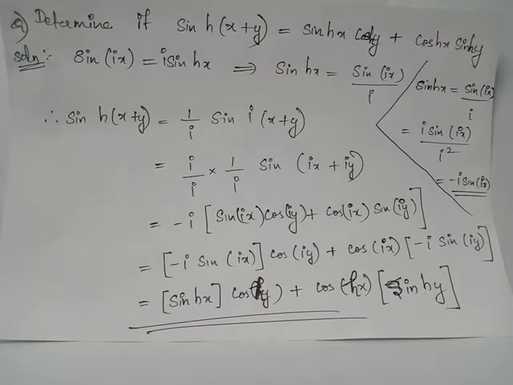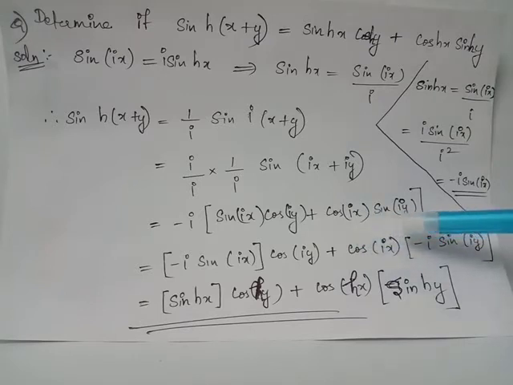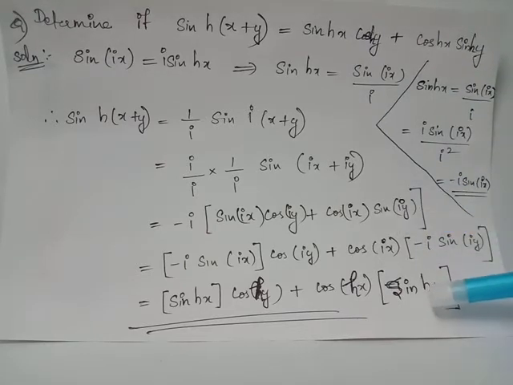We can expand sin(ix plus iy) using the identity sin(a plus b) equals sin a cos b plus cos a sin b. Thus we have sin(ix plus iy) equals sin(ix) cos(iy) plus cos(ix) sin(iy). Now we can multiply minus i to both the terms. When we group minus i with sin(ix), we can replace it by sinh x. Similarly, when we group minus i with sin(iy), we can replace it by sinh y.